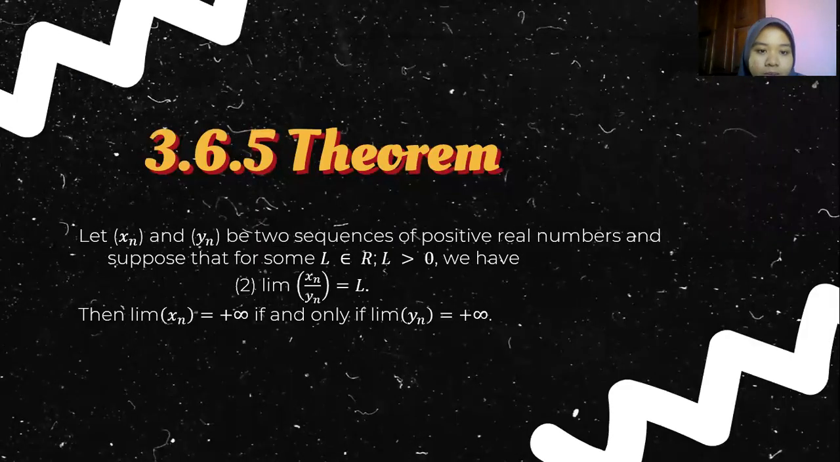And then the next theorem, 3.6.5. Let x_n and y_n be two sequences of positive real numbers and suppose that for some L ∈ ℝ, where L > 0, we have (2) lim x_n / y_n = L. Then lim x_n = +∞ if and only if lim y_n = +∞.